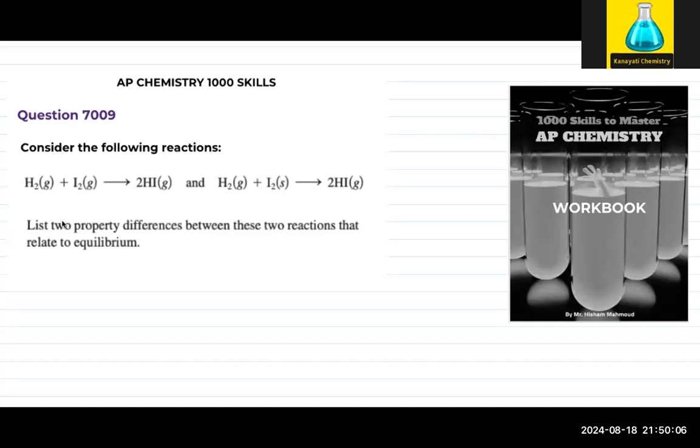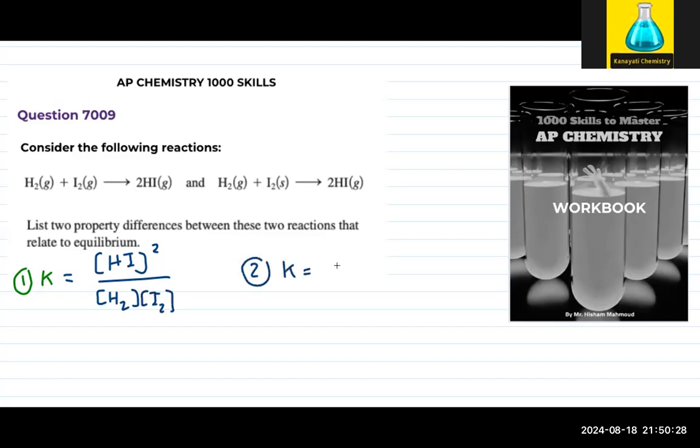Consider the following reactions. Find two differences between these two reactions that relate to equilibrium. Let's try to find K for the first one. K for the first one is equal to the concentration of HI, which is the product, to the power of 2, divided by the concentration of H2 multiplied by the concentration of I2, which are the reactants. While for the second, K is equal to the concentration of HI to the power of 2, divided by the concentration of H2. I cannot put the concentration of I2 because this is solid, not gas.